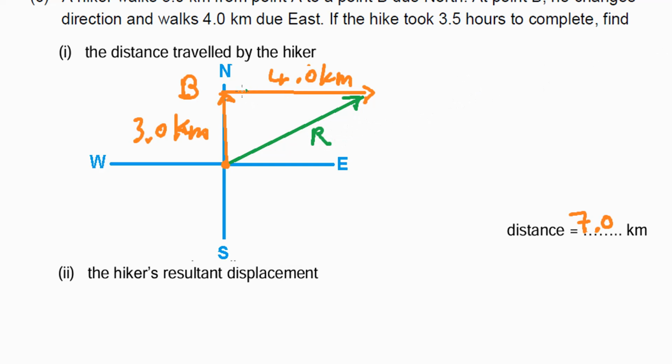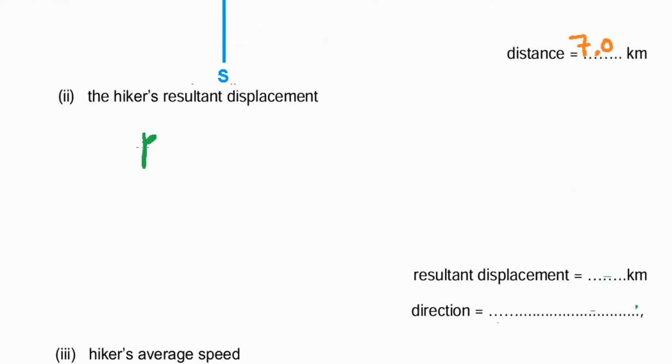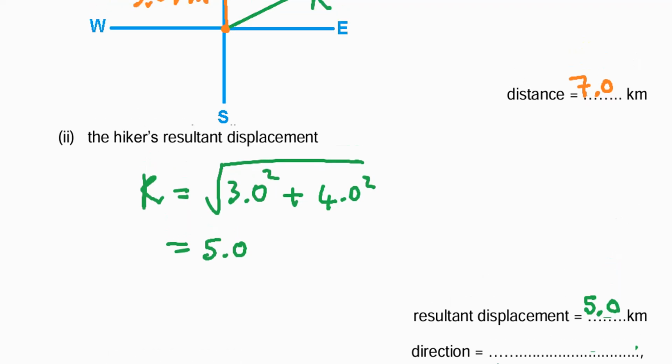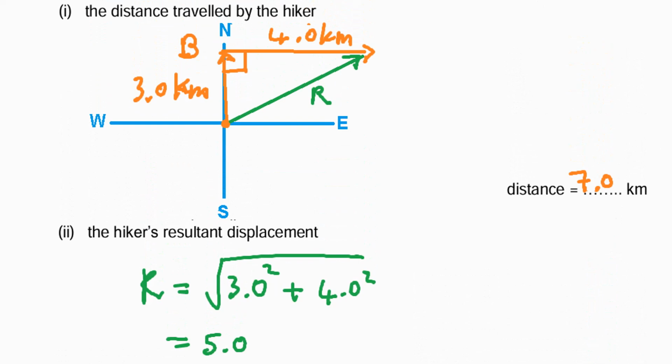We can use Pythagoras inside this triangle to find R. We know this angle is 90 degrees. So then R will be the square root of 3.0 squared plus 4.0 squared. And this, of course, is 5.0. So the magnitude of the resultant displacement is 5.0 kilometers. We know that displacement is a vector, so we also have to give the direction.